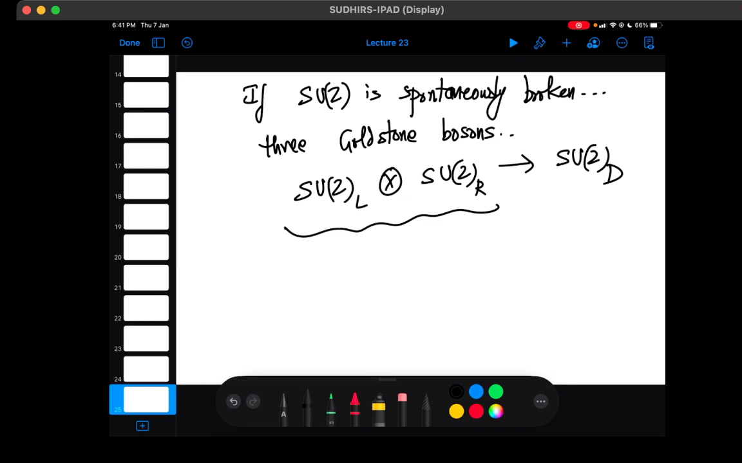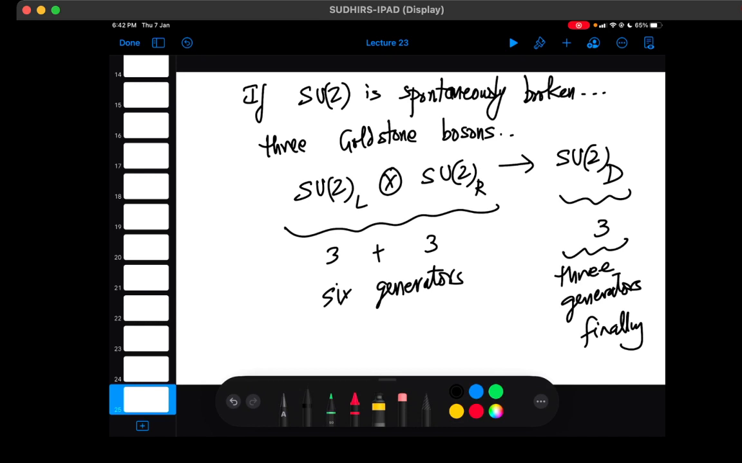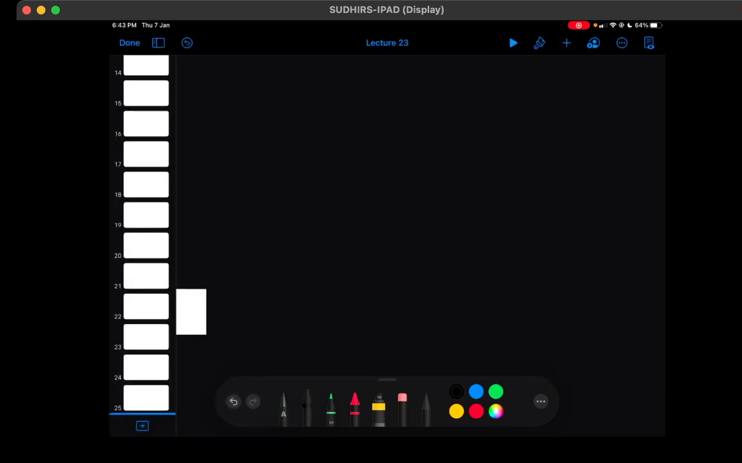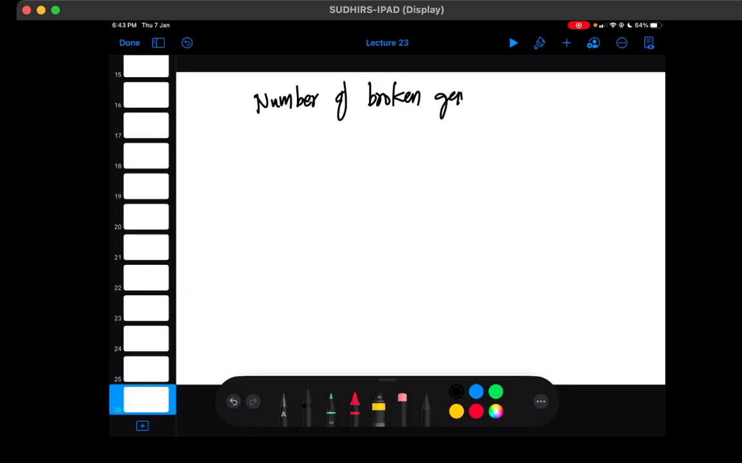Initially means before symmetry breaking. SSB means spontaneous symmetry breaking, and after SSB you will have three generators which are valid. So the Lagrangian has only one symmetry, which is SU2 symmetry. Then the number of broken generators is 3, and these can be three pions. This is the basic idea.